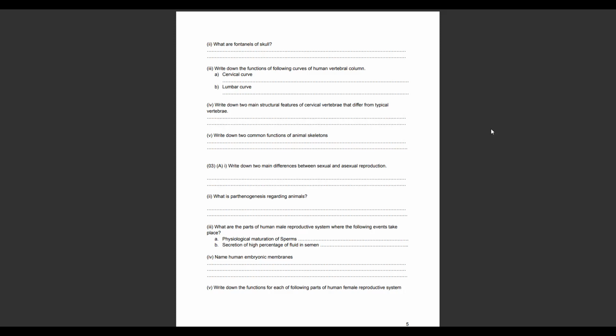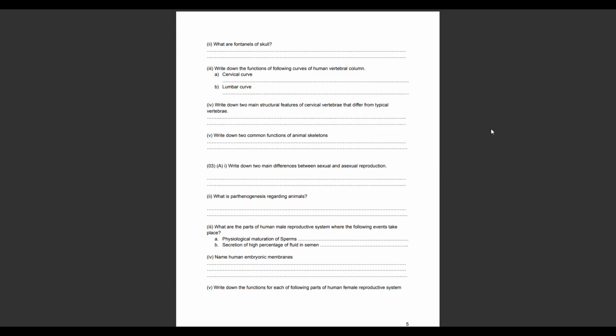Then, in sexual reproduction, since 2 organisms are involved, time and energy should be spent in finding a mate. But in asexual reproduction, only a single organism is involved, so there is no time or energy wasted in finding a mate. Then in sexual reproduction, gamete fusion takes place, but in asexual reproduction, there is no gamete fusion. So for any two correct answers, give 2 marks.